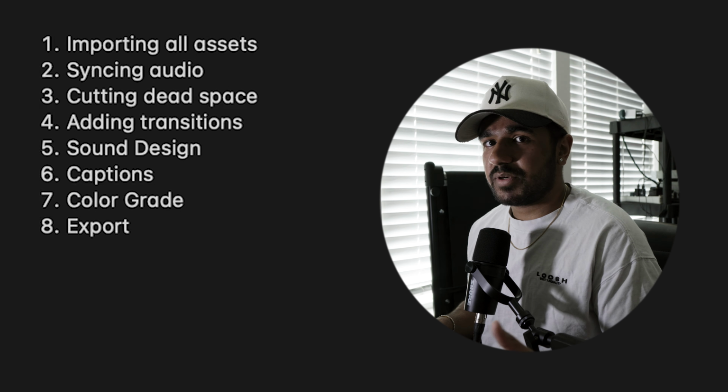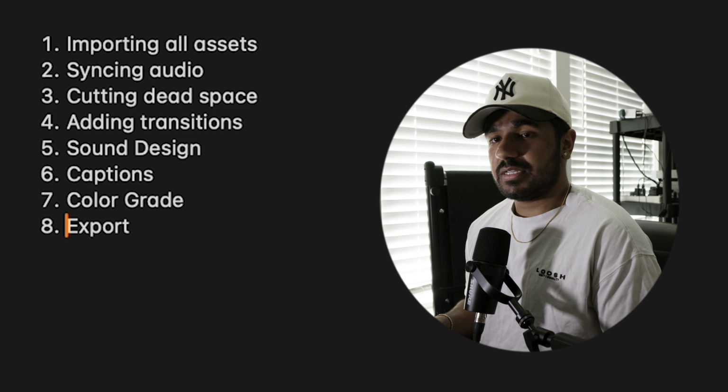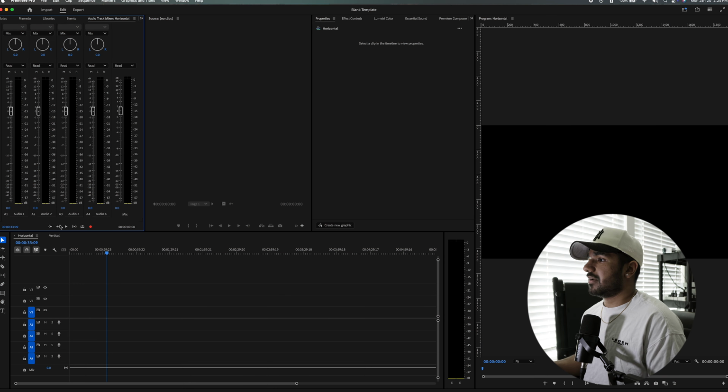7 is color grading, pretty self-explanatory. And number 8 is the export. That's it. I'm going to be teaching you the export settings that I use to get crisp, high quality reels on Instagram. So here we are in Premiere Pro.